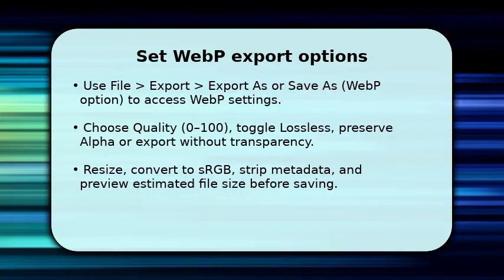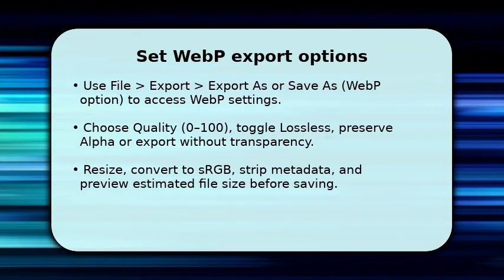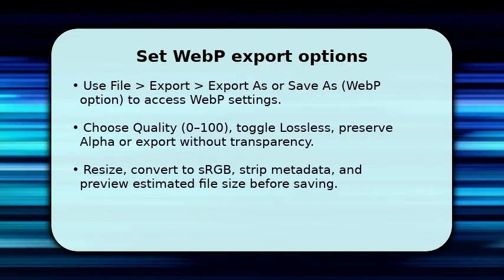If you see Export As, select WebP from the Format menu. You'll set quality as a number from 0 to 100. Higher means better fidelity but larger size, and choose lossless versus lossy depending on whether you need exact pixels. Make sure to keep or remove the alpha channel per your needs, resize if necessary, and strip unnecessary metadata to cut size. Finally, preview to check visual quality versus file size trade-offs.